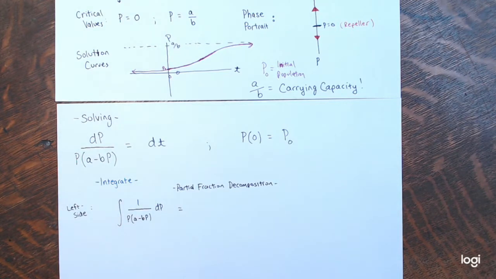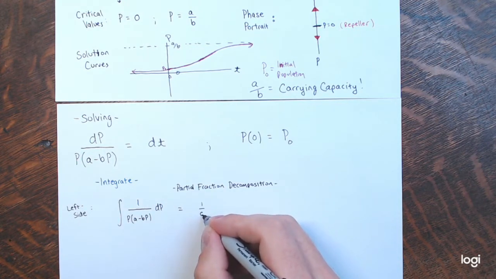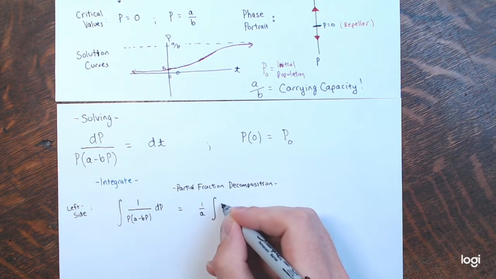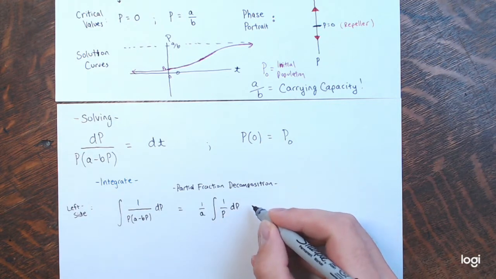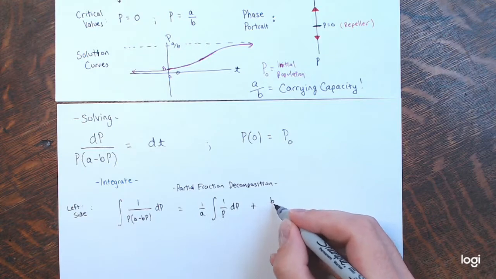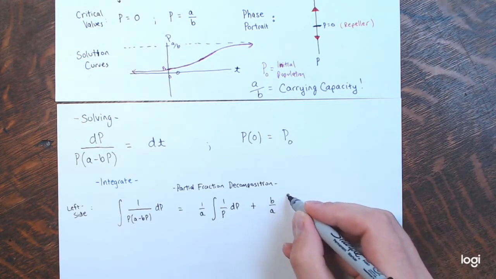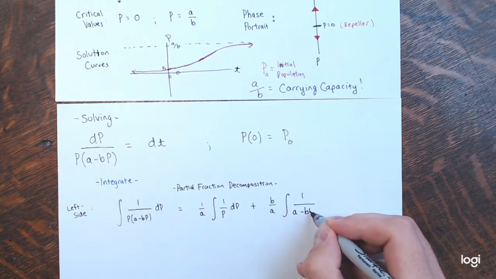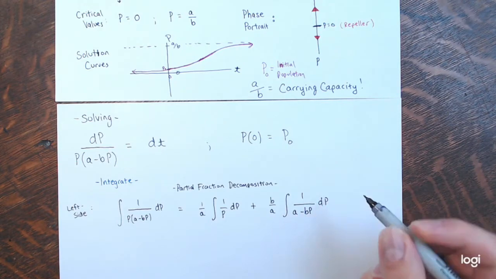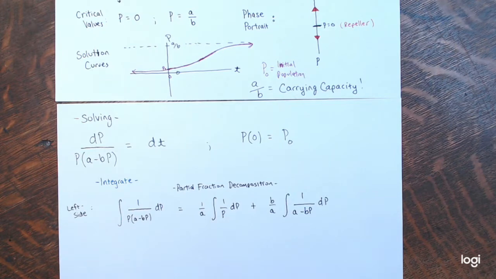So again, not going through all the steps, we'd end up with 1 over a times the integral of 1 over p dp plus, and then little b over a times the integral of 1 over a minus bp dp. All right, so again, I leave that to you to be able to get that through partial fraction decomposition.